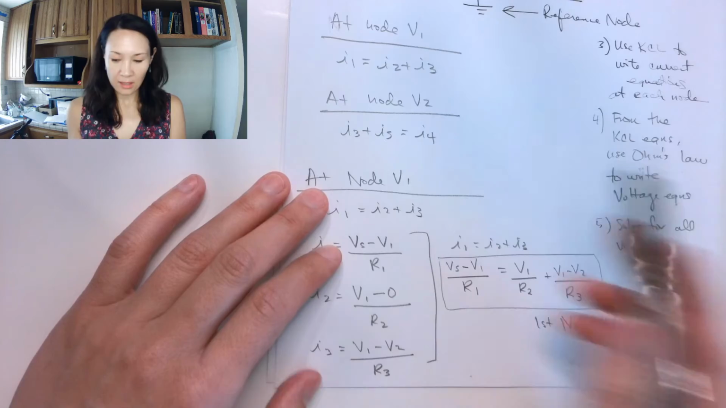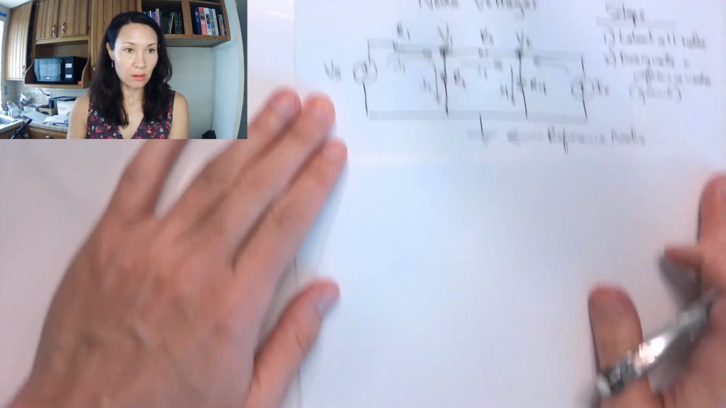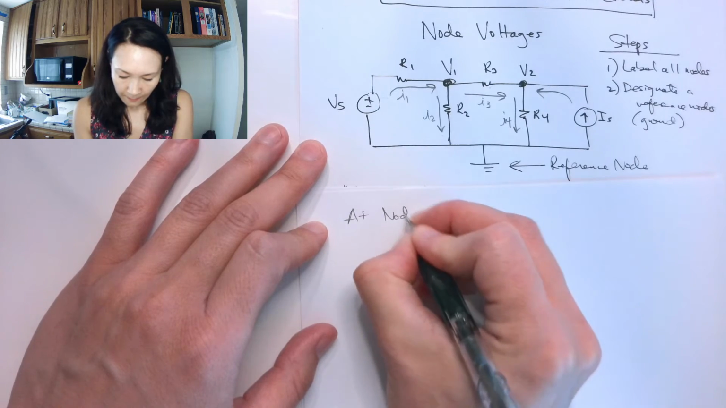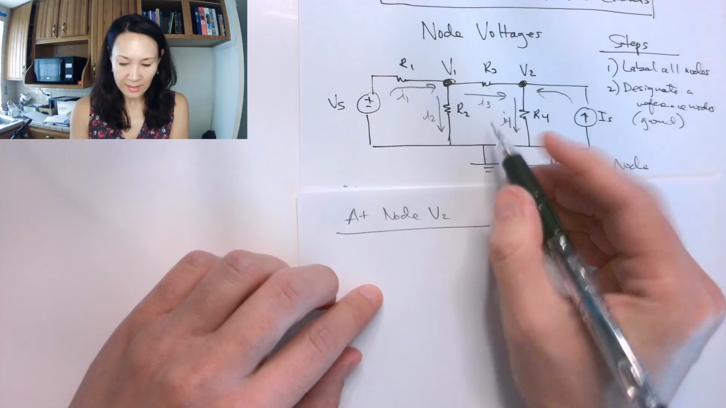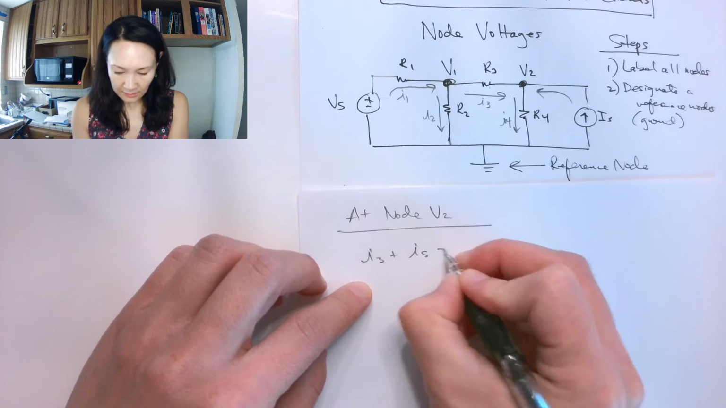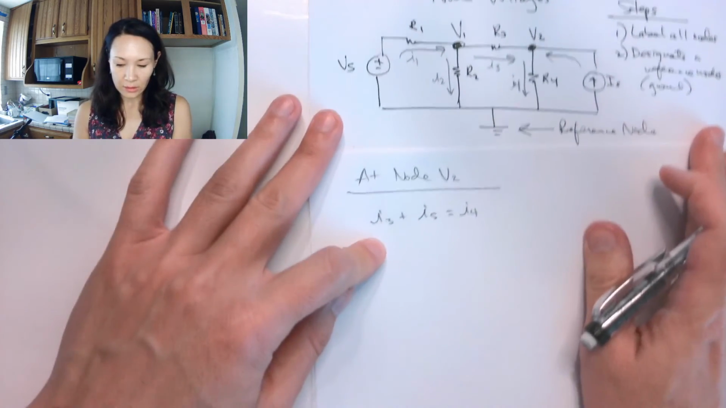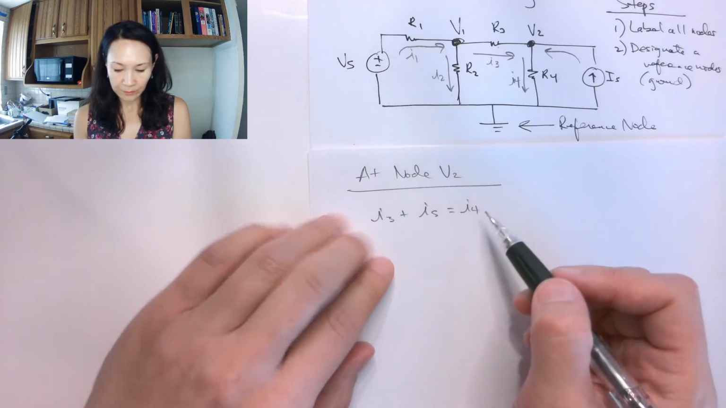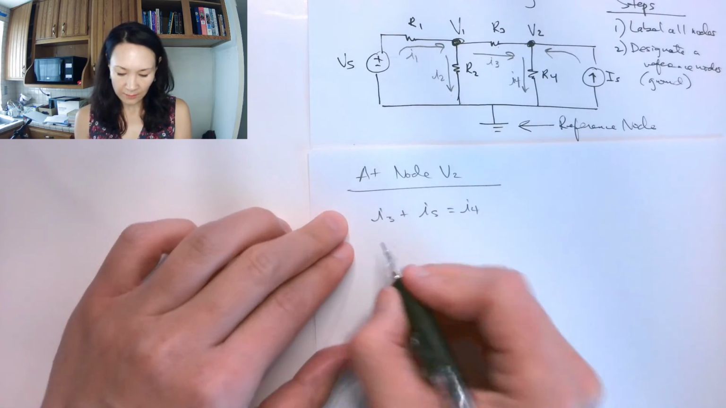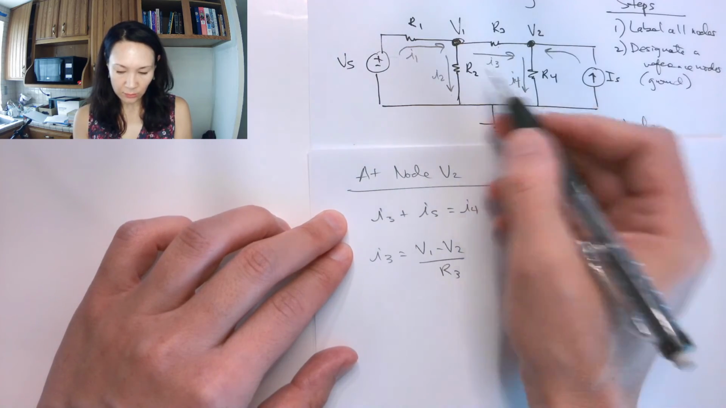Okay, so we did this at node V1. Let's do the same thing at node V2. At node V2, my KCL equation that I've already developed was I3 plus IS is equal to I4. So we want to replace the currents with the voltage and resistance equivalent using Ohm's law. So I'm replacing I3 with V1 minus V2 over R3. So that's the resistor between.